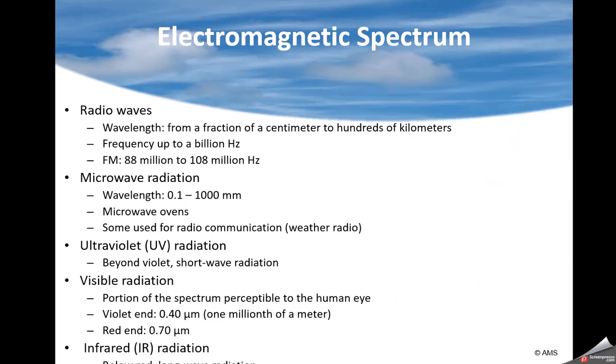And we classify these waves, electromagnetic radiation, by their uses. In other words, there's radio waves, FM radio, AM radio. There's microwave radiation, which is used in our weather radars or other kinds of radars out in the world, and microwave ovens. Ultraviolet radiation, beyond violet, is relatively shortwave radiation. A lot of the sun's radiation is in that range. So is visible radiation. And then finally, infrared radiation. That's what the Earth emits.